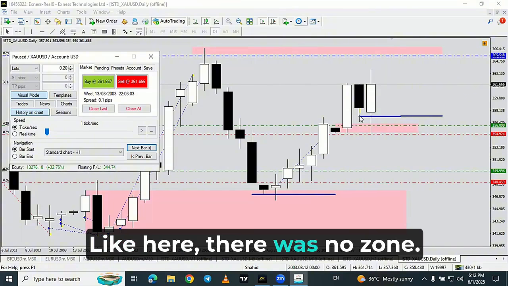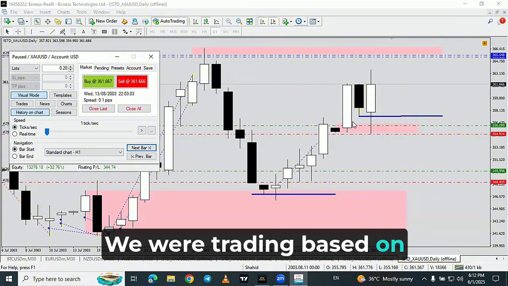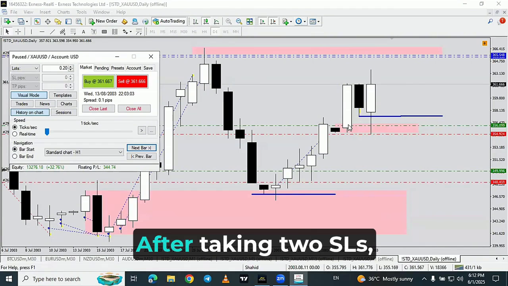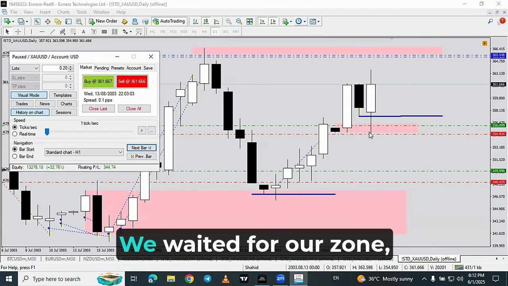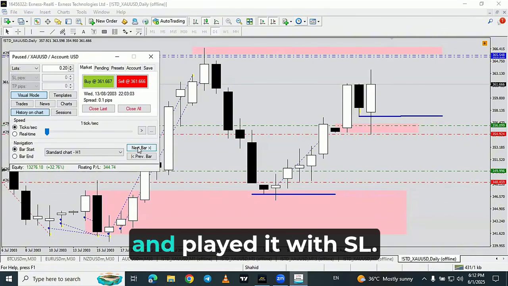Like here, there was no zone. We were trading based on structure. So our SL hit. So after taking two SLs, we left it. We waited for our zone, took the trade there and played it with SL.